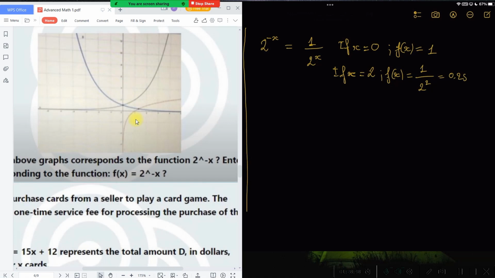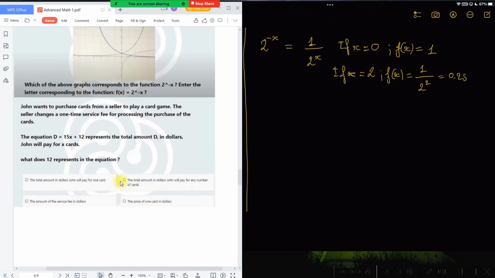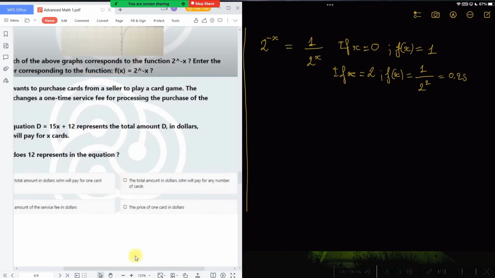Anyway, the whole thing is just to plug in values to find the graph. The only way is to plug in some value here, and if it fits, then that's it. Anyway, let's just continue now. Let's do this one.